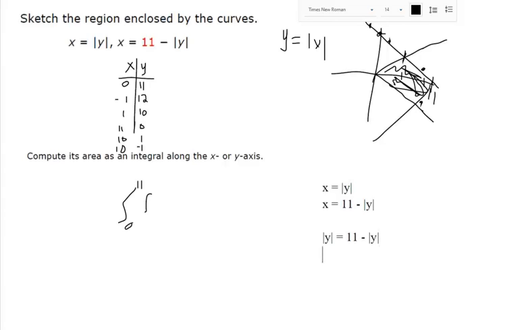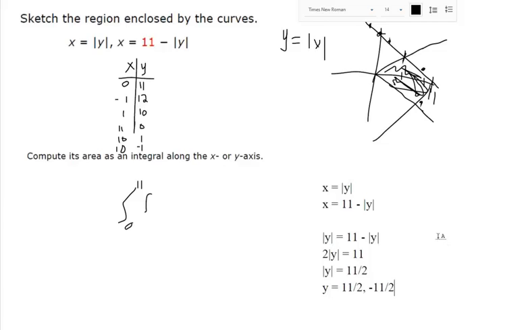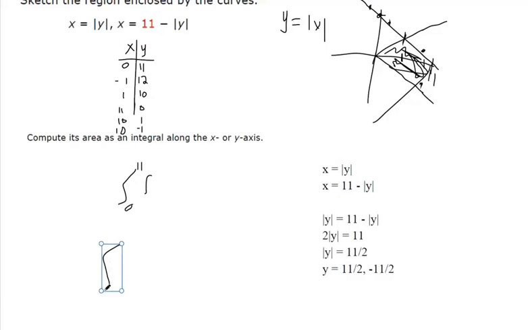So add absolute value of y to both sides, and you're going to get 2 absolute value of y. Divide 2 from both sides. And then there's 2 answers there: y equals positive 11 over 2 and negative 11 over 2. Those are the y values where it crosses. So that means the x value where it crosses would also be 11 over 2. So this is where they're going to cross. Because if you plug in 11 over 2 in here, yeah, x is 11 over 2. So we can make 2 separate integrals from 0 to 11 over 2.